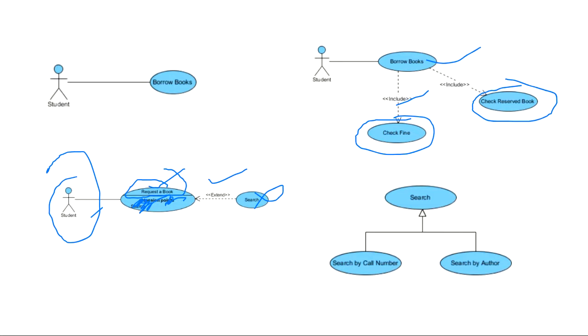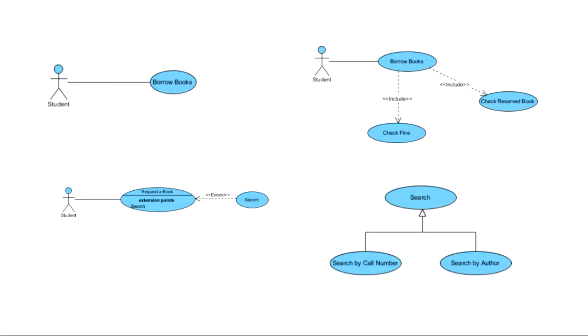Just see the direction. For include, this is the base class, this is the include class. From base to include class it will go. For extend, this is the base class, this is the extend class. From extend to the base class it will go. Just keep the direction in mind, okay? Because this is not code that will give you some error. You can draw direction in any way, you can write whatever you want inside the use case circle, but it will be as per the question.